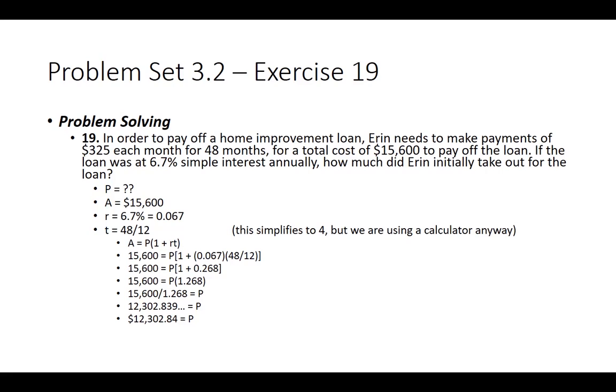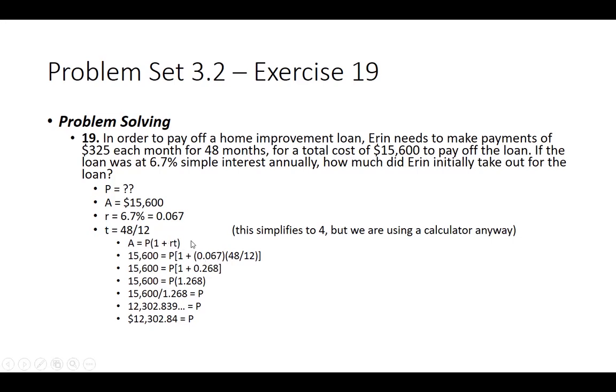A, the total payoff, was $15,600. R, the rate, 6.7% becomes 0.067 as a decimal. And T, since this is in months, we divide by 12, 48 over 12. No need to simplify that to 4 because we're just putting this stuff in a calculator anyway. You can't do these problems without a calculator.